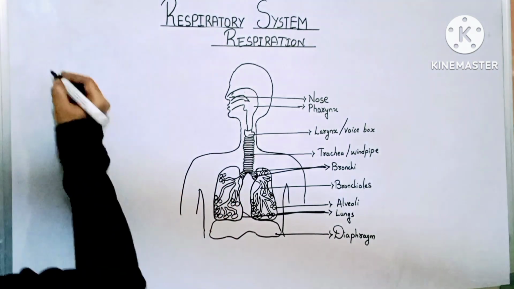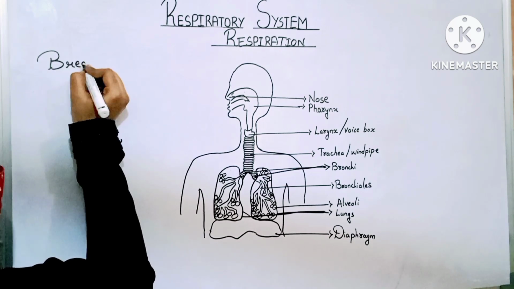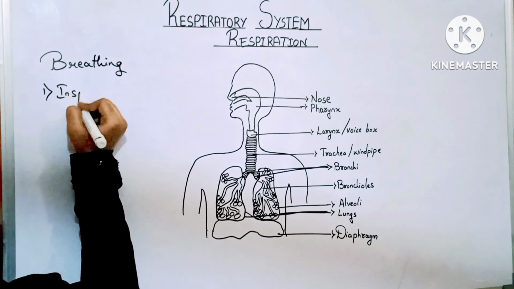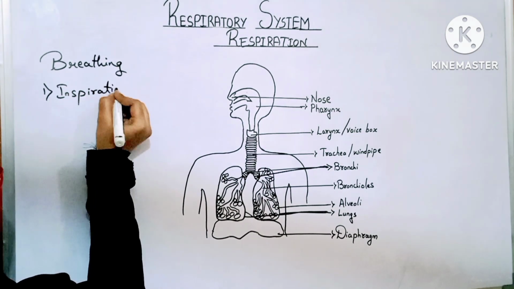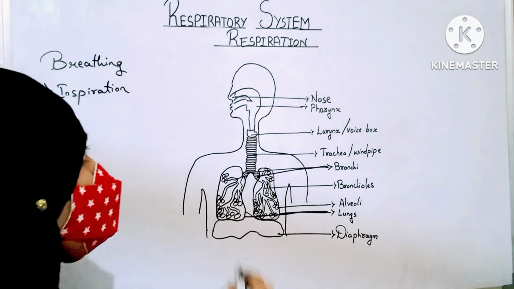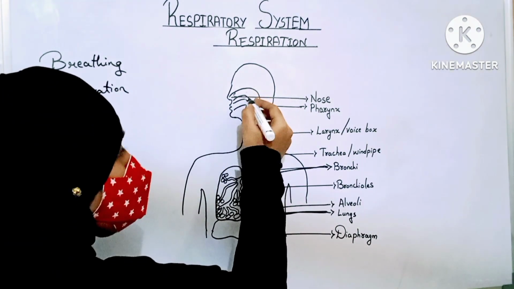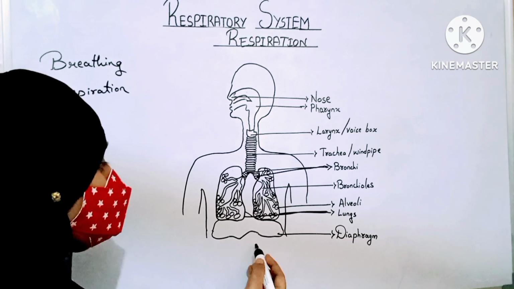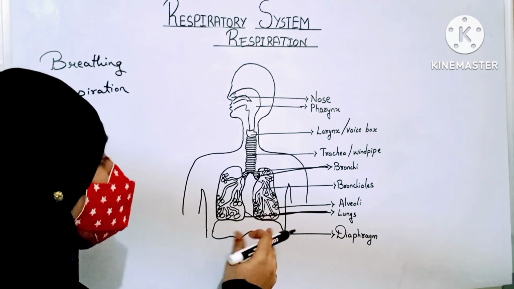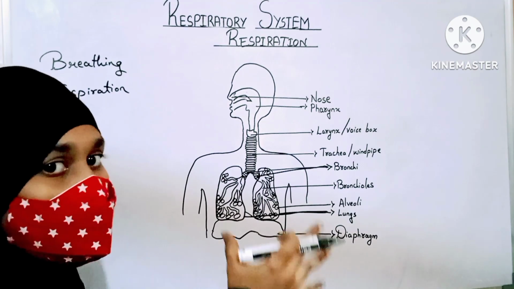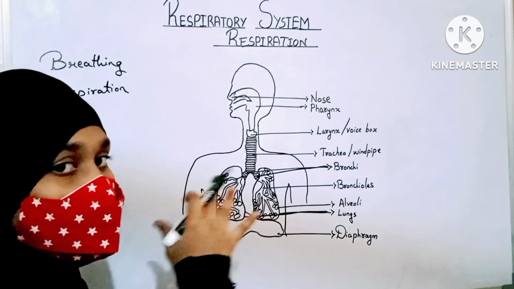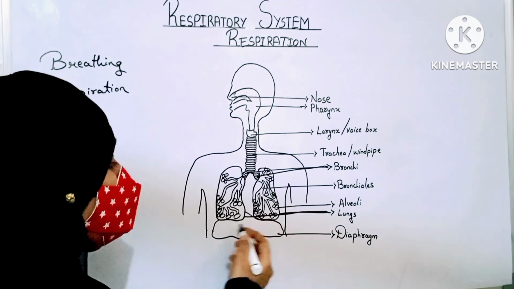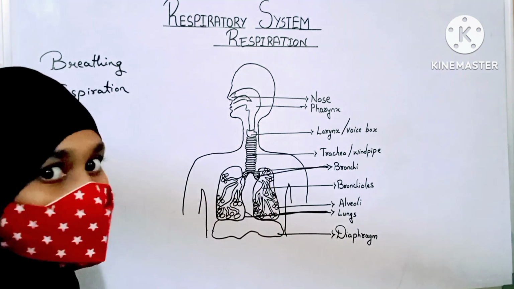Yes, we are studying about breathing. First is inspiration. What is inspiration? When the air enters the nose, it reaches the lungs. You can see the diaphragm and the muscles of the rib cage contract. It is seen in inspiration, where when we take air inside, the muscles of the rib cage and the diaphragm are in a contracted position.